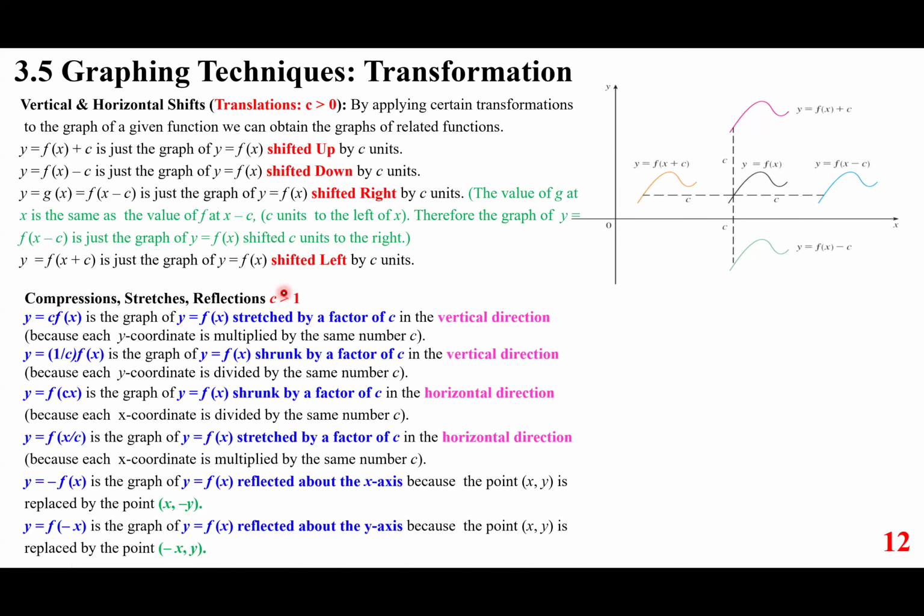Compression, stretches, reflection, we are assuming C is a number that is larger than 1. So again, we have this basic function y equals f of x. If C is larger than 1, C times f of x makes the y larger. So it's stretched by a factor of C in a vertical direction. If it's 1 over C, it is compressed. It shrinks by a factor of C, 1 over C in essence. Okay.